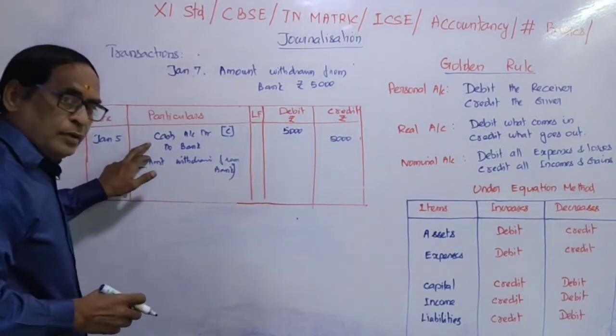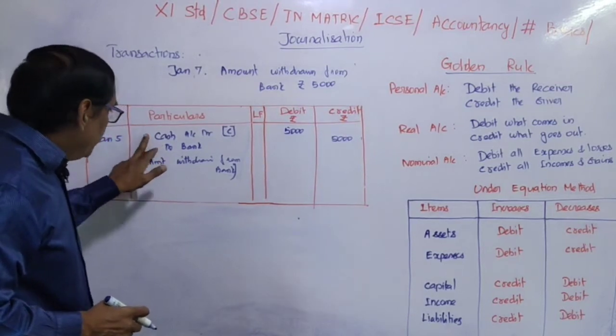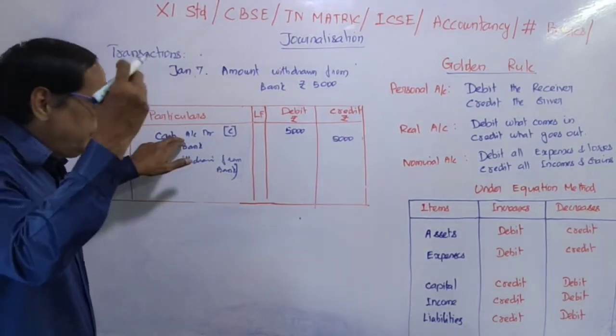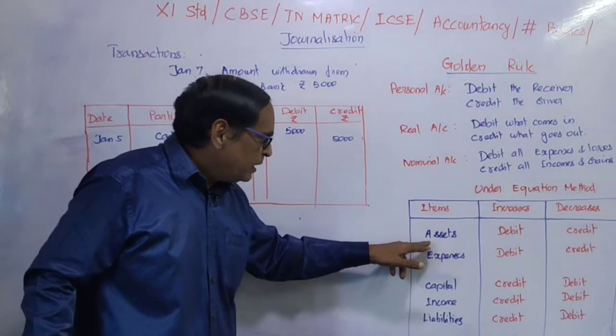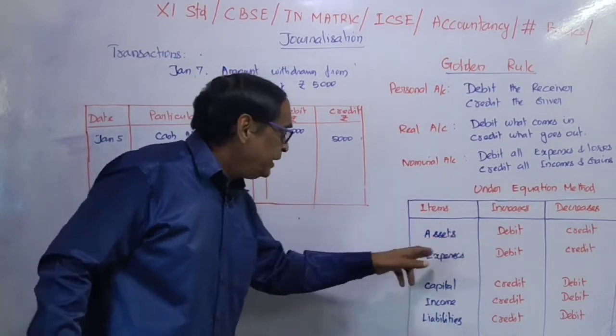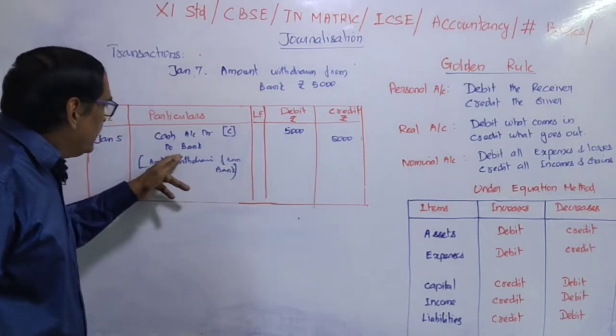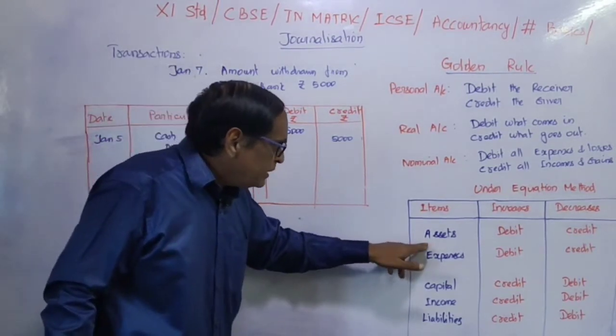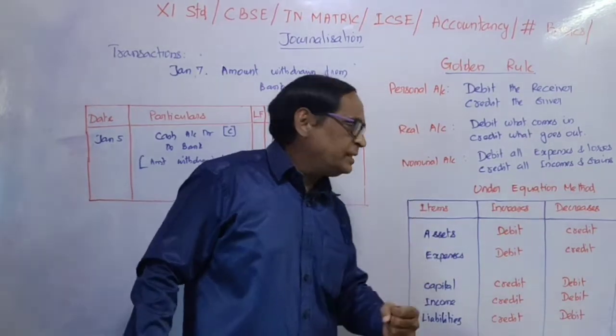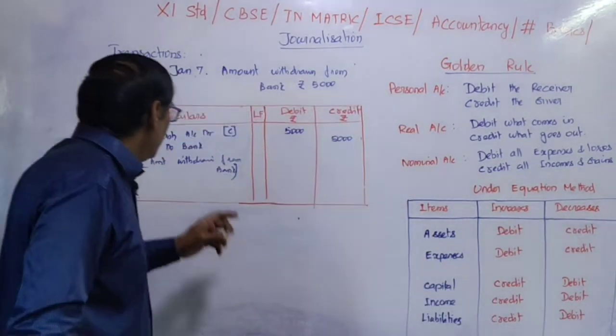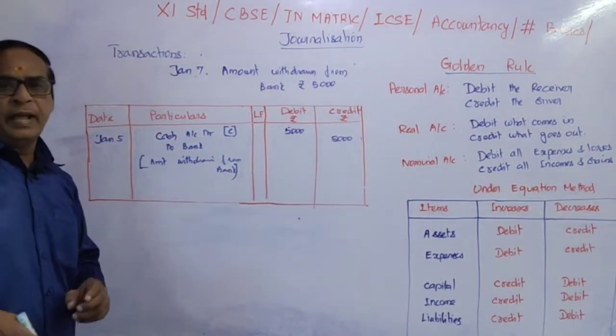So cash and bank, both are assets. Here withdrawn means cash balance increases. So according to equation method, asset increase is to be debited. Here asset cash increased, so it is to be debited. And then bank is also an asset, it is decreased because the bank balance is decreased, so it is to be credited. So cash account debit to bank.